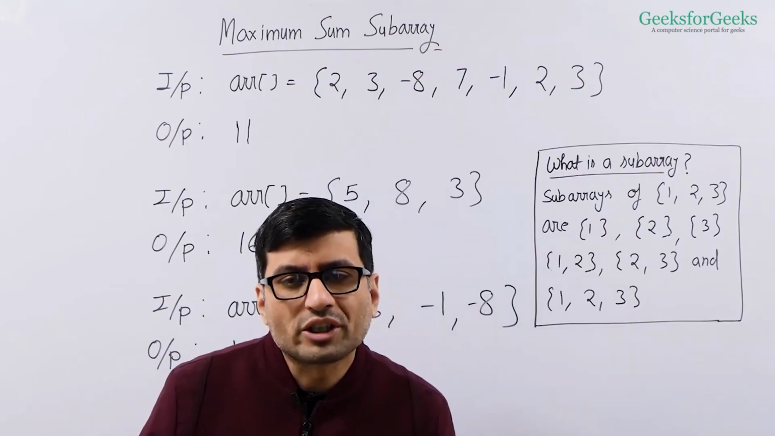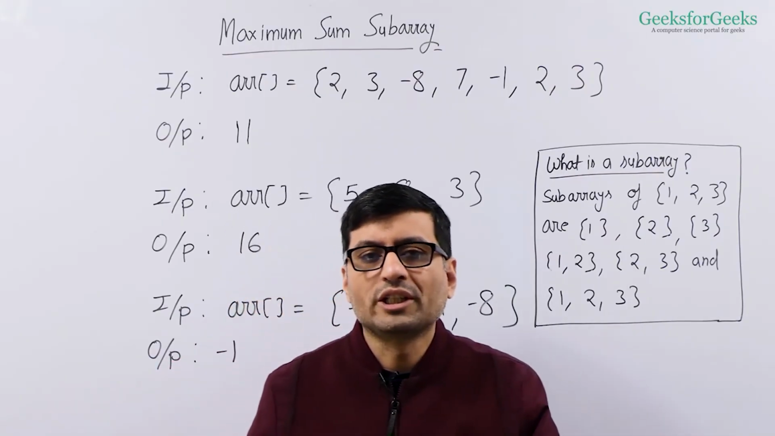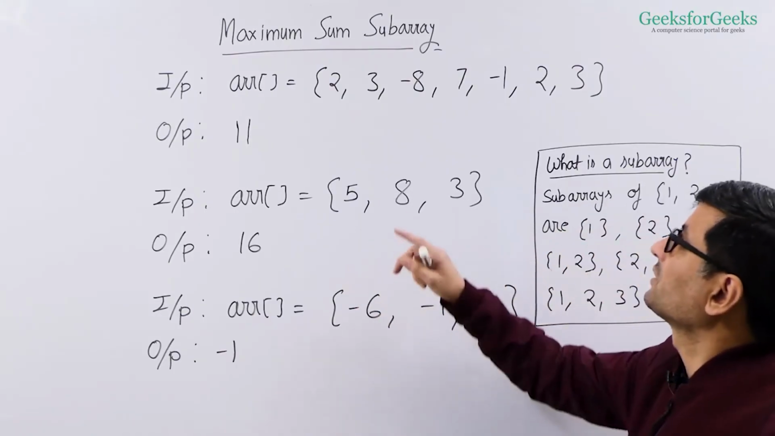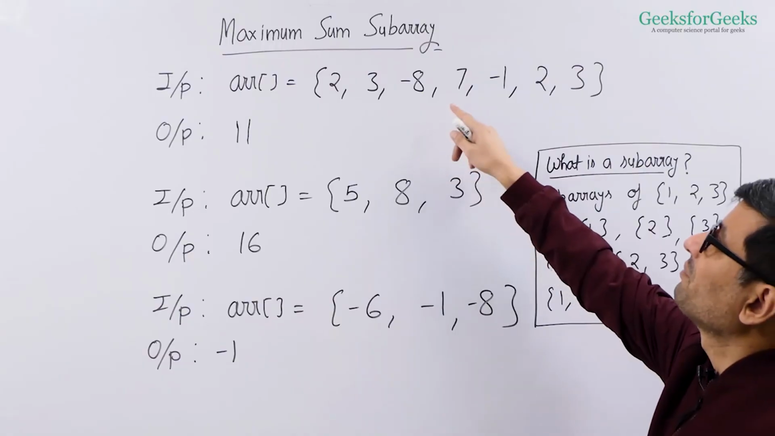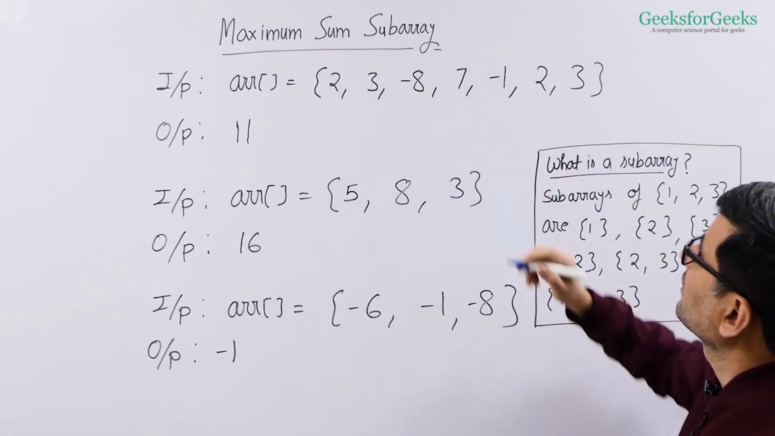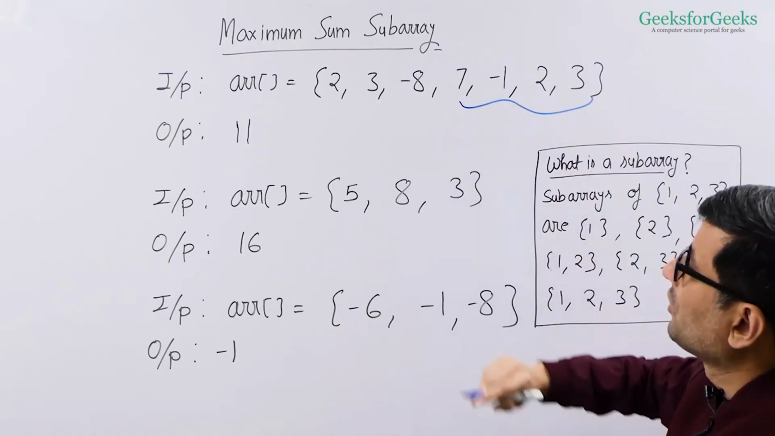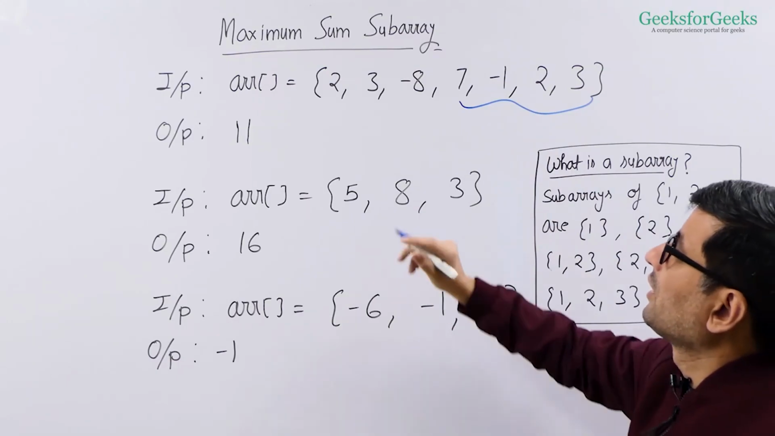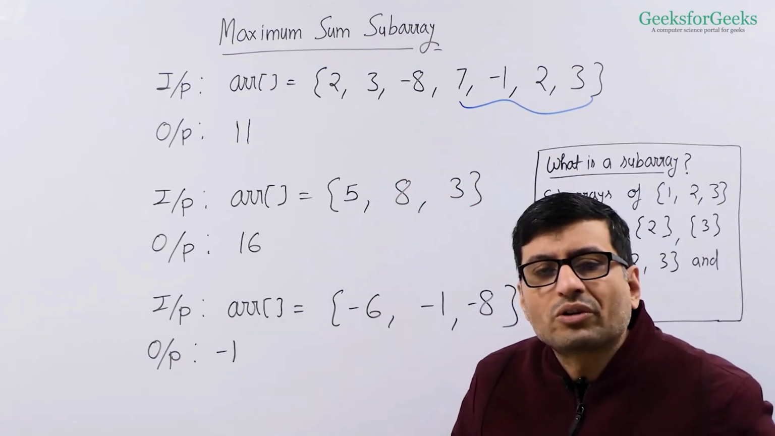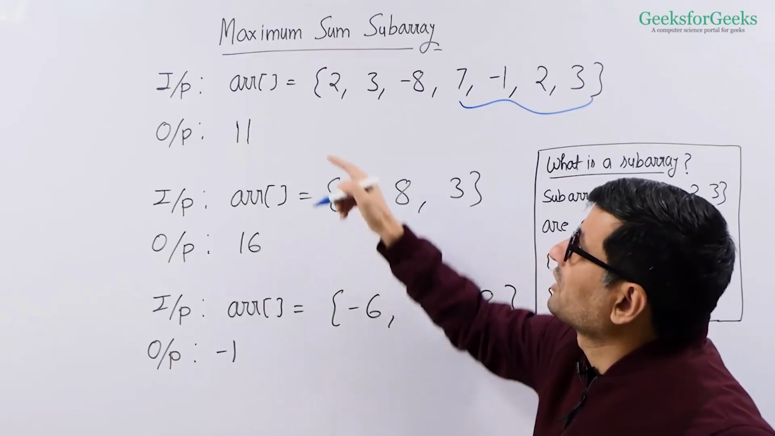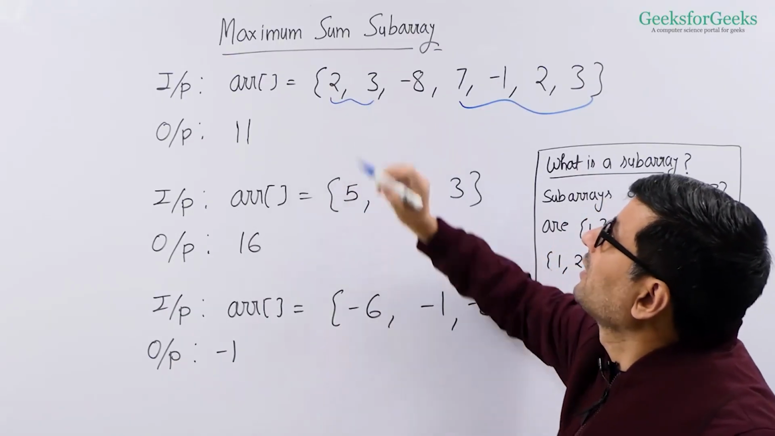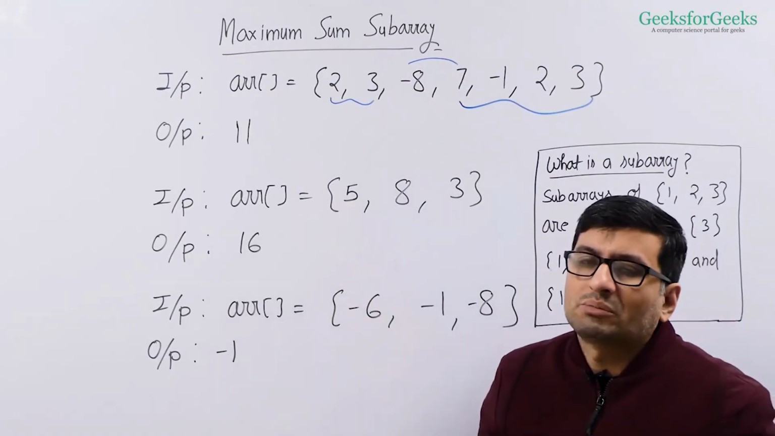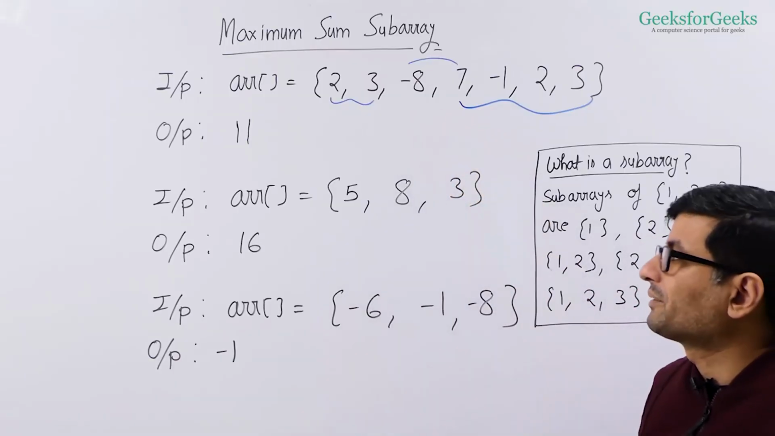Now, when you have all the positive elements, your output is always the sum of all the elements. But when you have negative elements, the problem becomes tricky. Let's see some examples. In this array, the maximum subarray that we get is this one. We get the sum as 7 minus 1, 6 plus 5, 11. Now, if you consider any other subarray, you are not going to get a sum more than 11. For example, the sum of this subarray is 5, right? And the sum of this subarray is minus 8 plus 7 minus 1. So 11 is the maximum possible sum that we can get in this particular array.